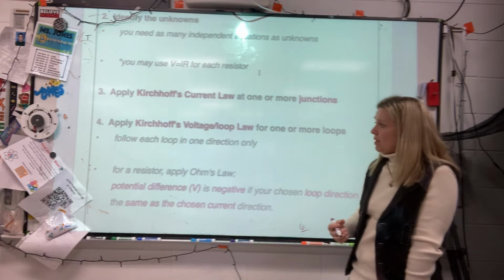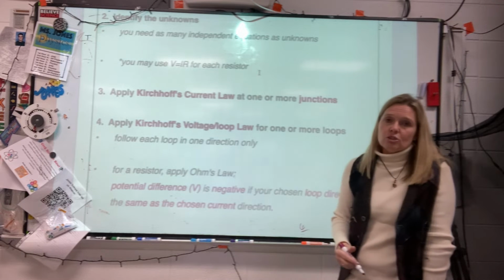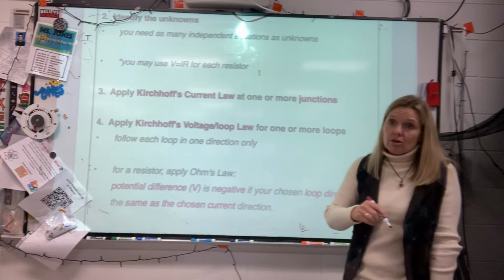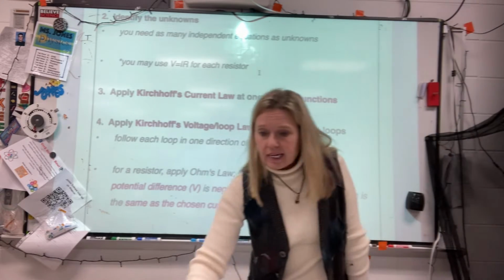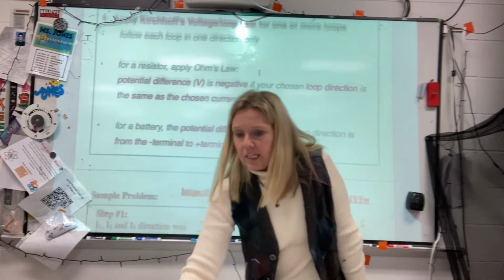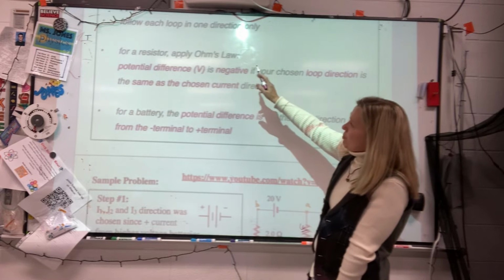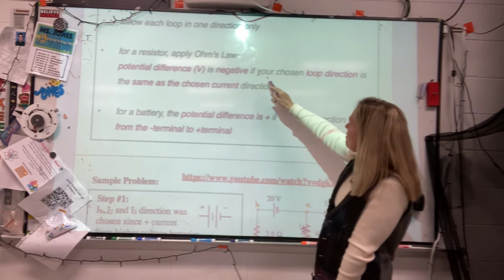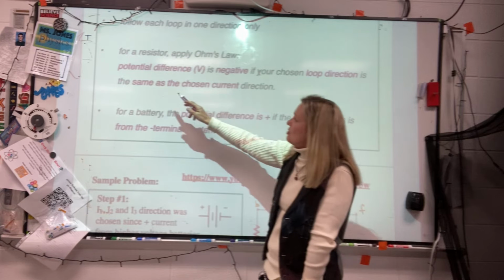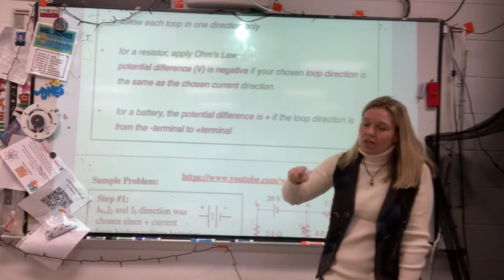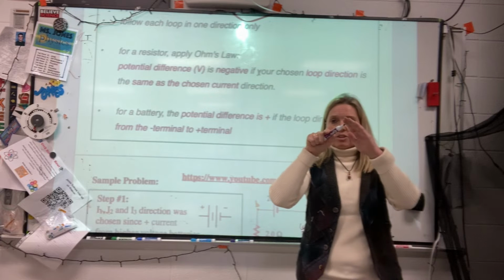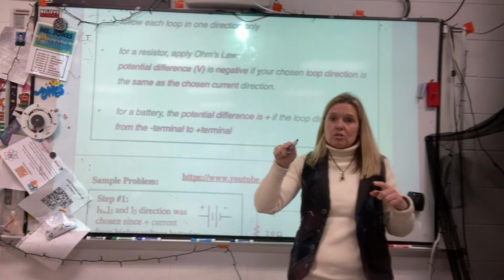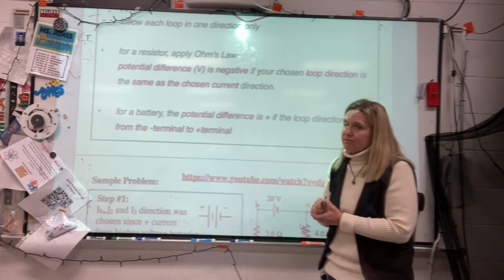Normally, it is more than one loop that we're gonna do. Follow the loop in one direction only, and it's going to be in the direction you chose for your current. As I stated already, but I'm restating it here, for a resistor, we apply Ohm's law, V equals IR, and the voltage or potential difference is negative if your chosen loop direction is the same as your chosen current direction. So if you're going around a loop and you're matched with your arrow for your current, then it's going to be negative.